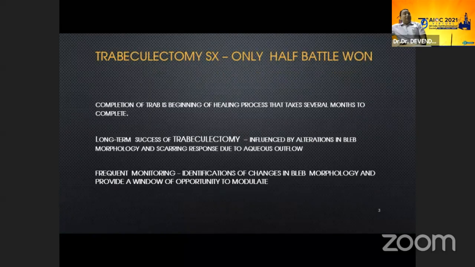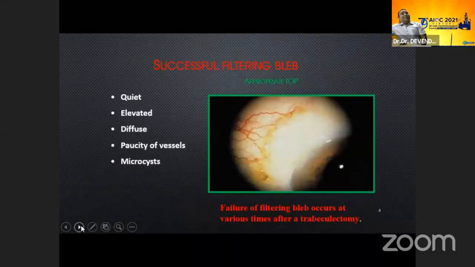It requires frequent monitoring to identify the changes in the bleb and provides a window of opportunity to modulate the bleb. So what is a successful bleb? A successful bleb is quiet, mildly elevated, diffuse, lacking vascularization, with the presence of microcysts, and the IOP should be appropriately controlled.